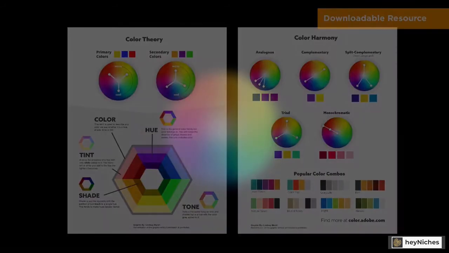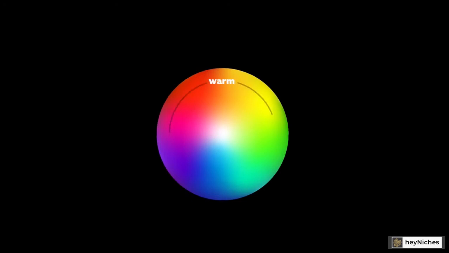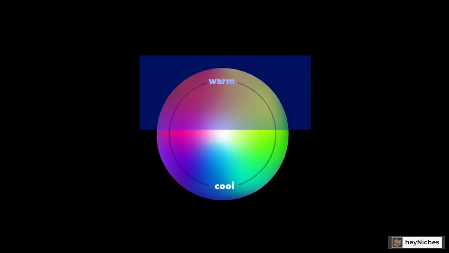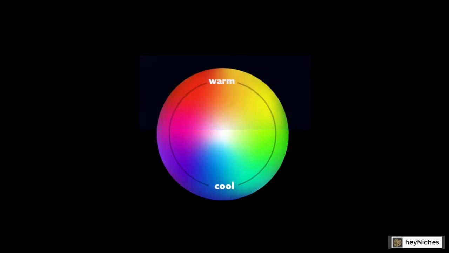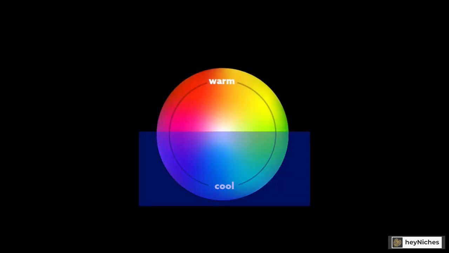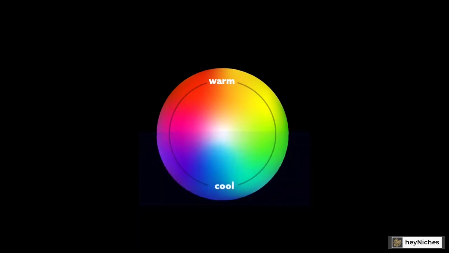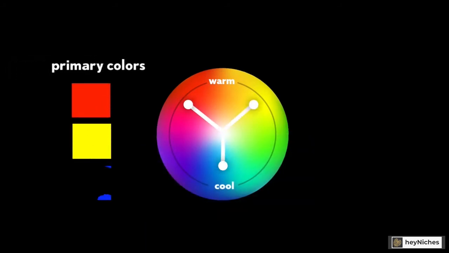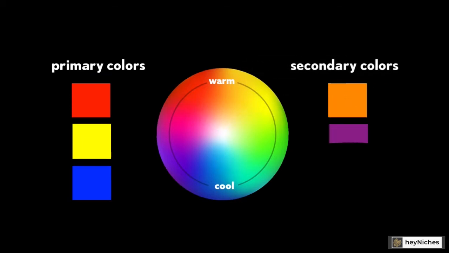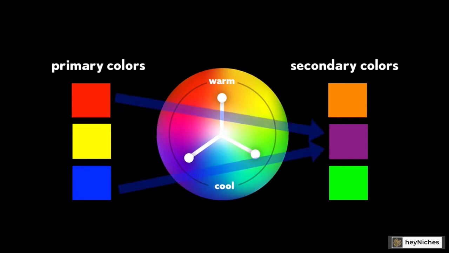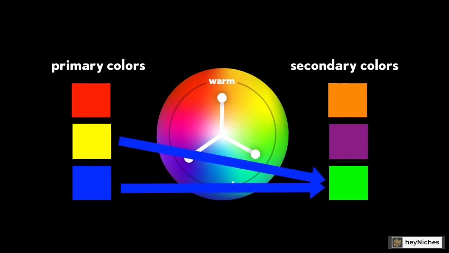First of all, color can either be warm or cool, depending on where it falls on the color wheel, with warmer colors being your oranges, yellows, and reds, and cooler colors being your greens, blues, and purples. The three primary colors are red, yellow, and blue, and you can use these three colors to create what are called secondary colors, which are orange, purple, and green. For instance, mixing red and blue together makes purple, and yellow and blue together make green.